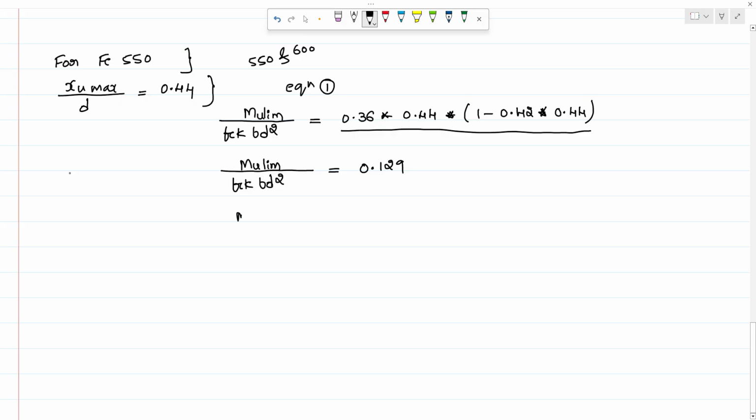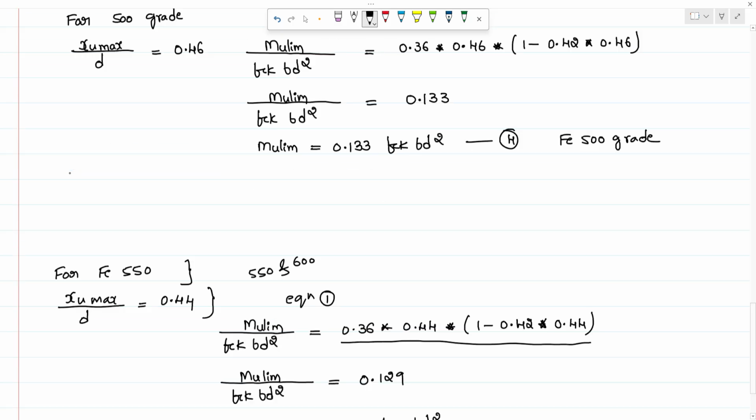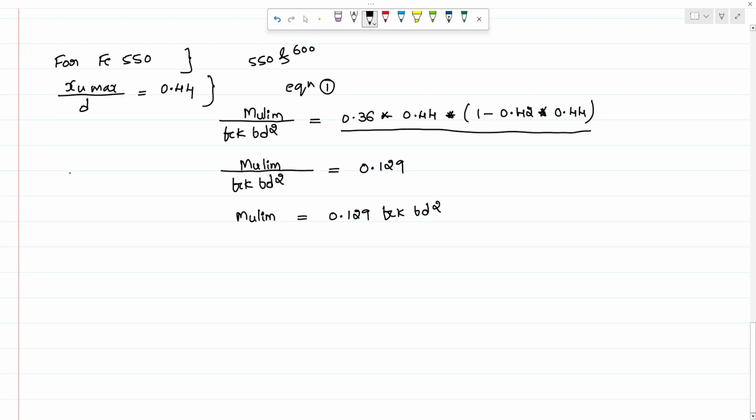So this can also be written as mu limit equals 0.129 FCK BD square. I think this is equation 5. So this is equation number 5, and this is for FE 550 grade.